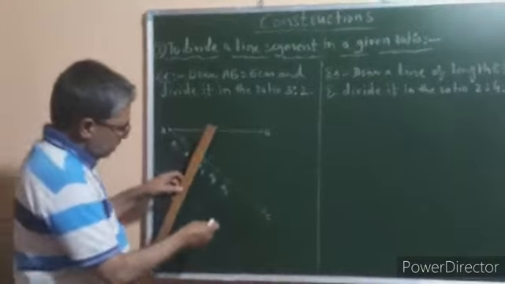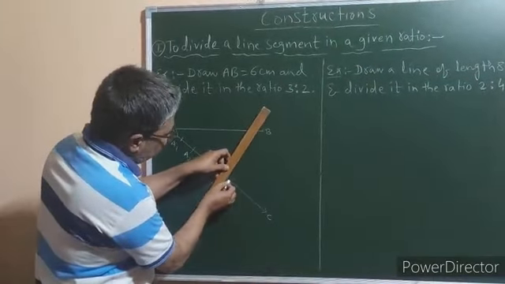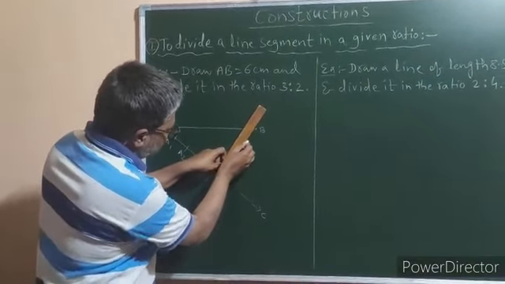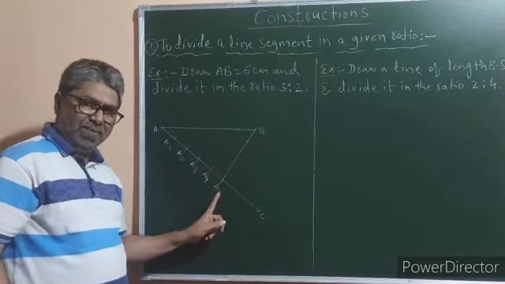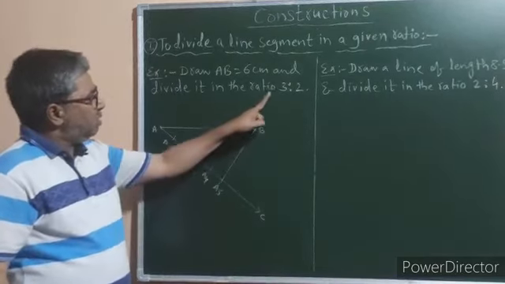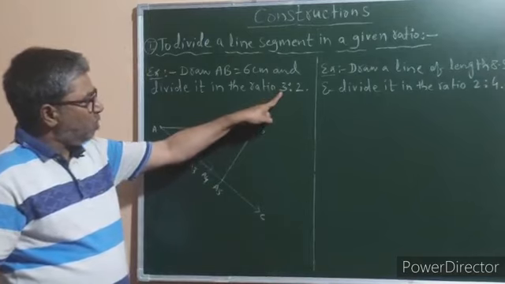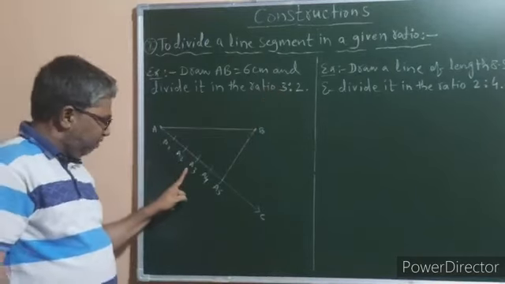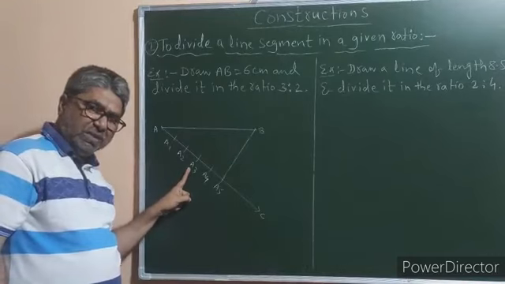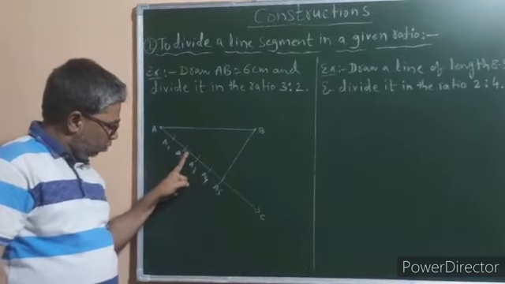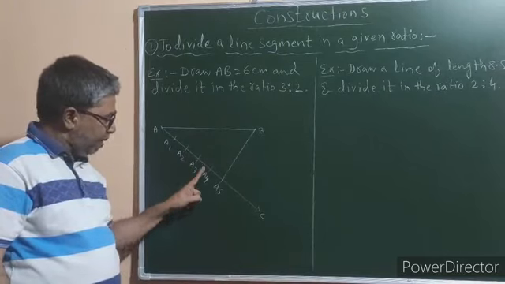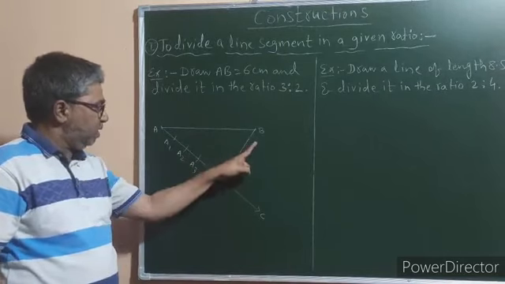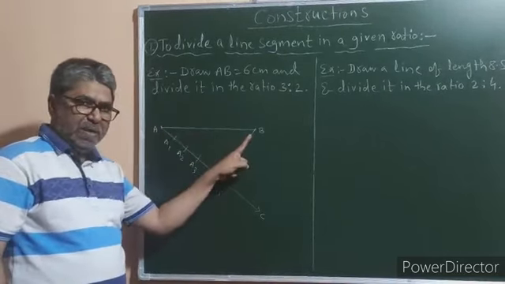The third step is join A5B. Draw a line joining the points B and A5. Now the first term of the ratio is 3. 3 refers to the point A3. So from A3 you have to draw a line parallel to A5B to AB.